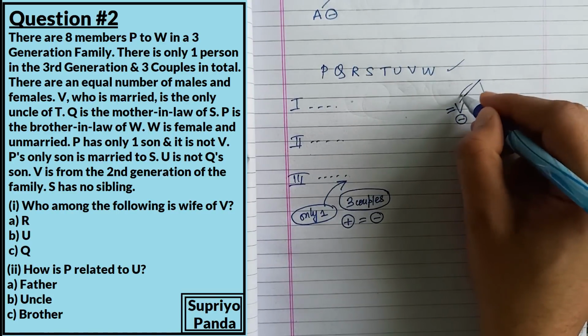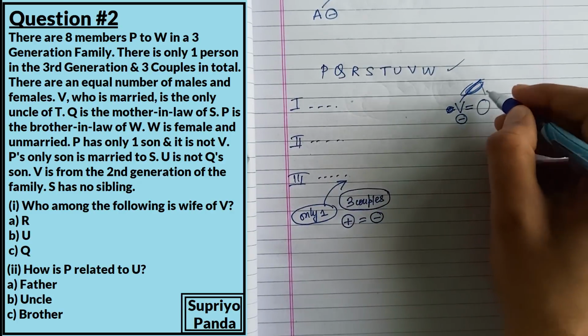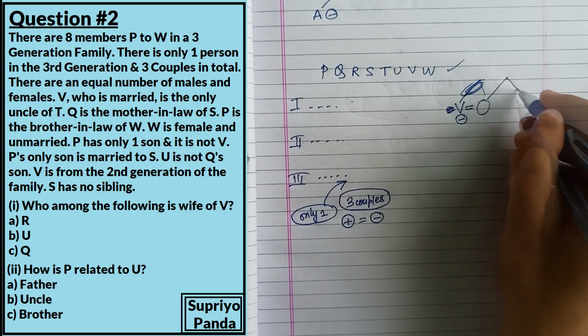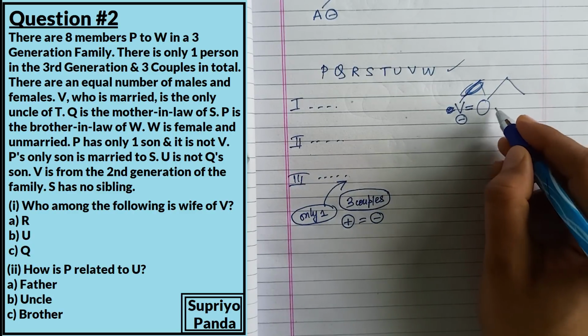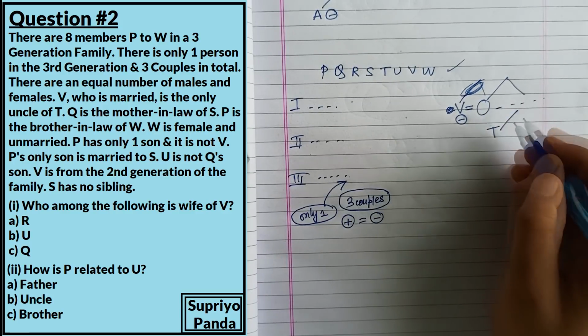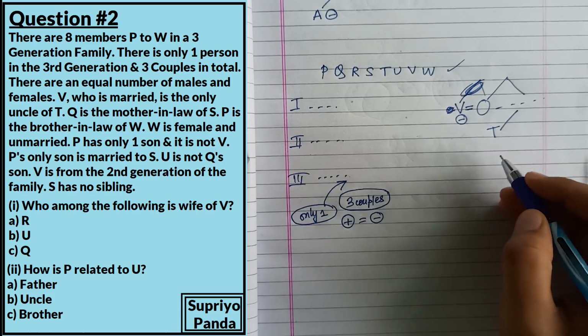So let's just represent it like this. V is married. Okay, so there is somebody over here who is the wife of V and they are the only uncle of T. So this means that T cannot be in this level. T has to be in this level. So somebody else's boy or girl, whatever, the gender is not specified. V is the uncle. Okay, let's go to the next one.